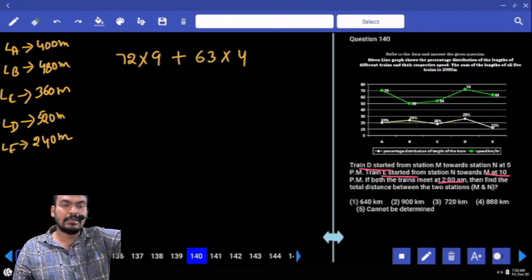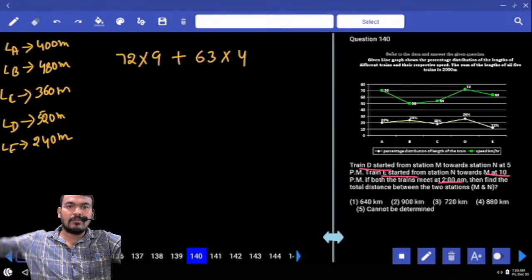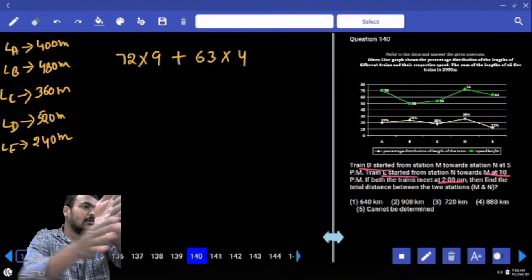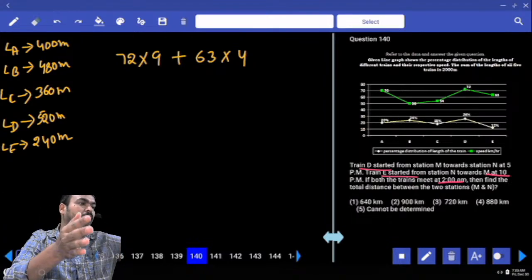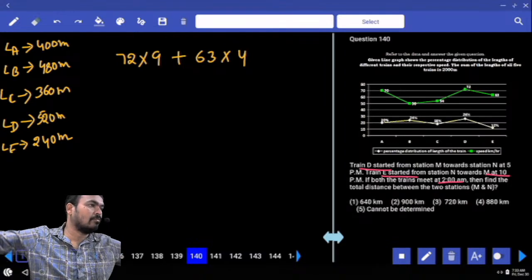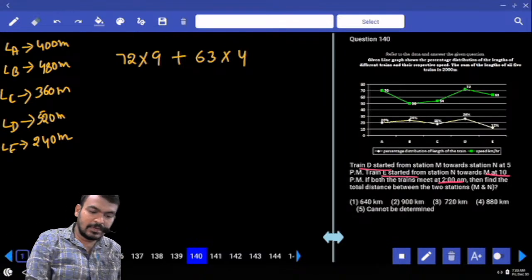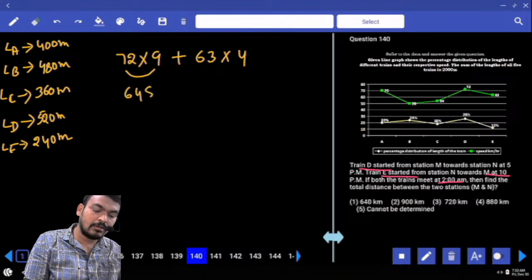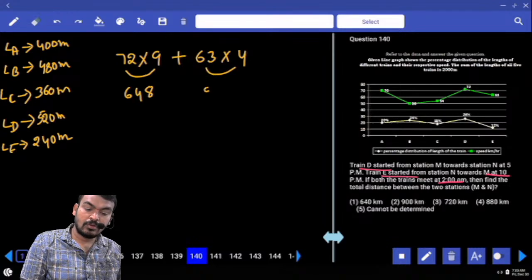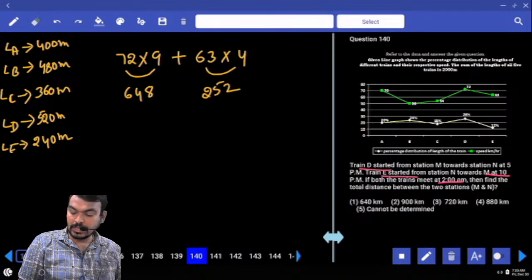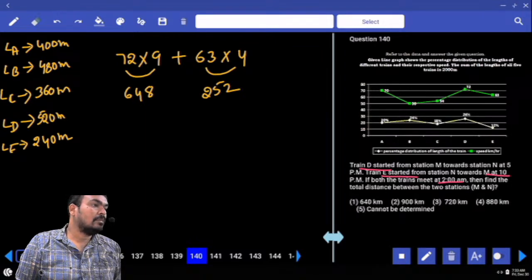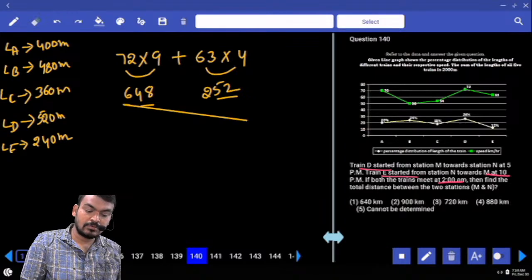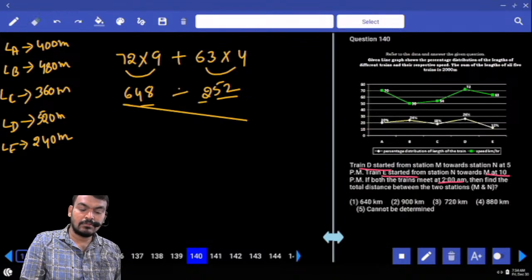One, after 9 hours, reaches a certain point and meets. Another one, after 4 hours, reaches a certain point. At that time both meet. Means one covered a certain distance, another one covered a certain distance. These two added, we get the total distance, or not. 72 into 9, 630 plus 18, how much? 648, or not. 63 into 4, 252, or not. Both added, 900, or not. 48 plus 52, 100. 6 plus 2, 8. What is the total value? 900, or not.